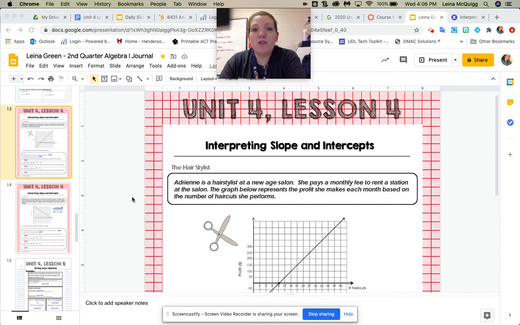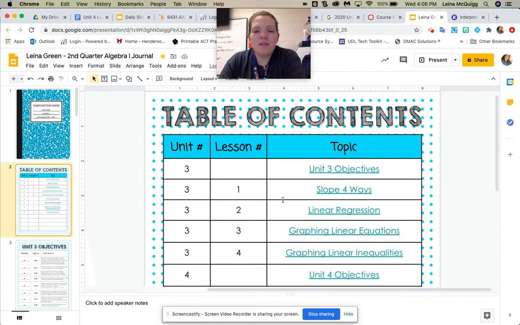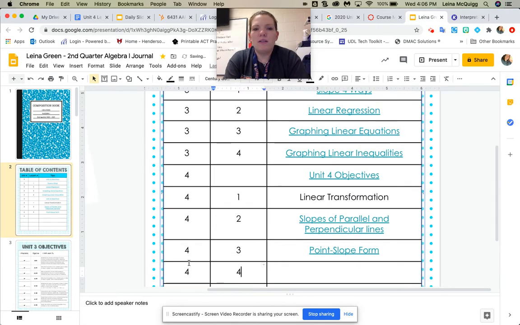We are going to be in our journal, so open up your second quarter journal. It's the journal with the blue cover, and we need to update our table of contents. So on your table of contents, we are on Unit 4, Lesson 4, and this is interpreting slope and y-intercept.